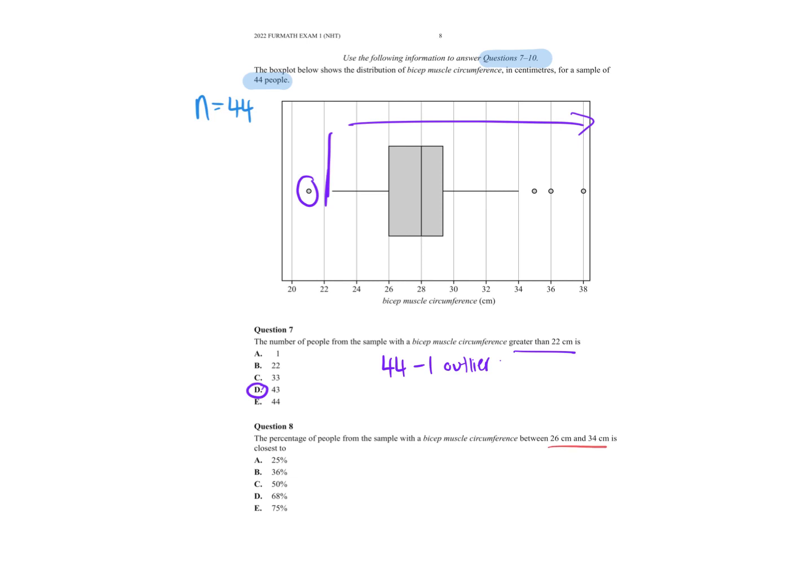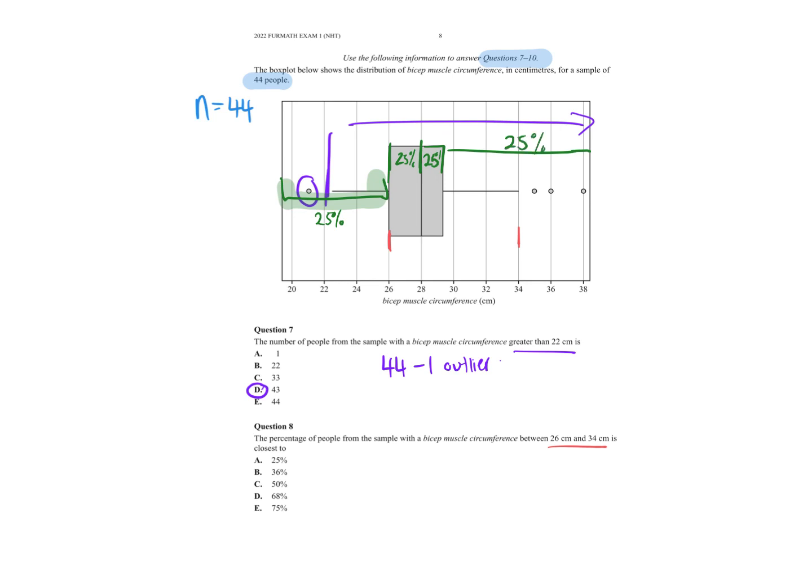With the next one, it says the percentage of people from the sample with a bicep muscle circumference between 26 and 34. So if you look at here, 26 and 34 is there, okay? Now, what you need to understand is when you have a box plot, this section all the way up to there is 25%, yeah? This next box bit is 25%. This next bit is 25%. And then this last bit, and it includes the outliers, is 25%.